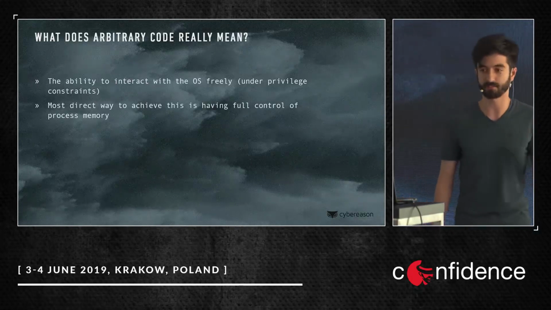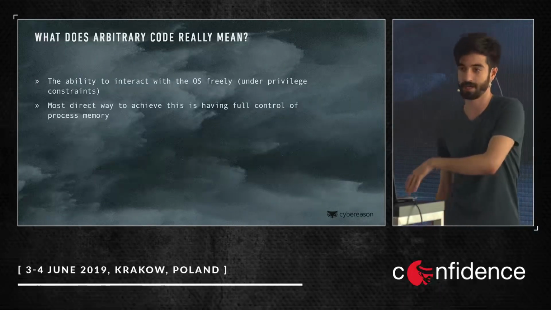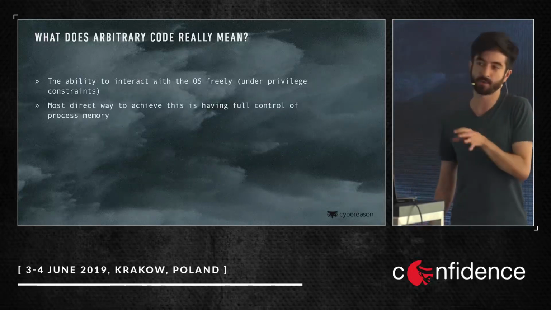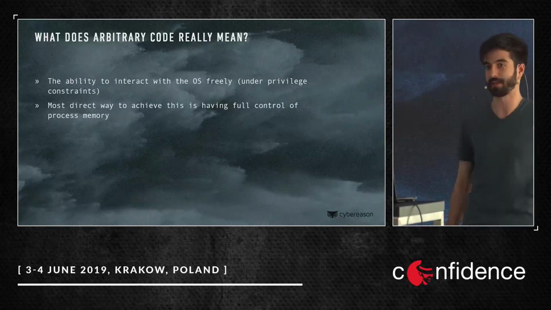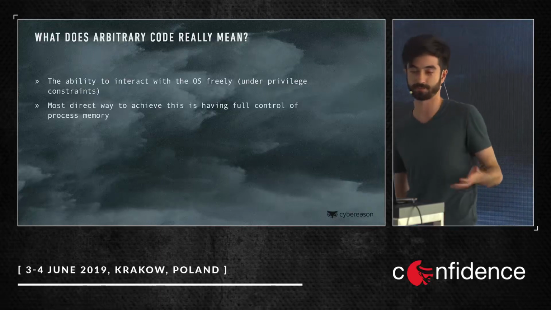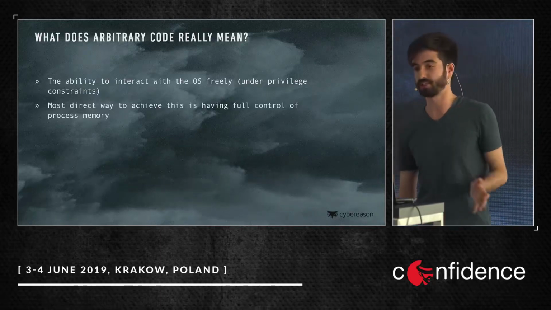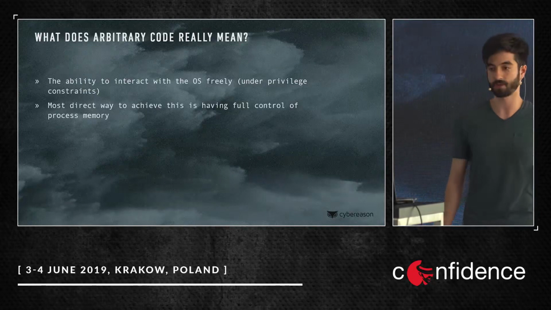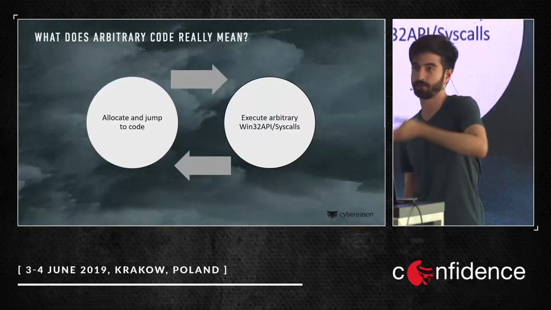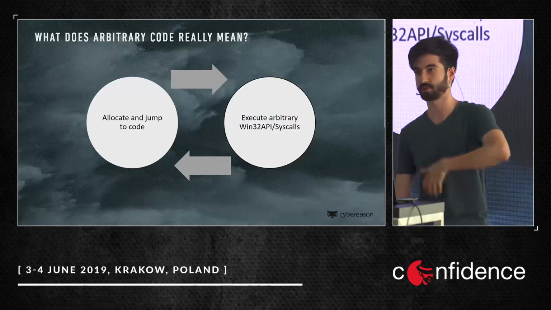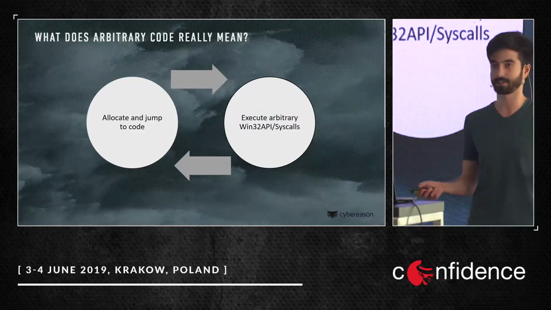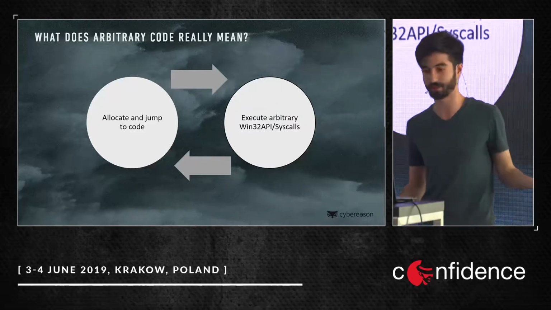What I mean is the ability to interact with the OS freely under the constraints of privilege, meaning that I'll be able to ask the OS to let me do pretty much anything, and I may get the answer "no, access denied," but I still should be able to ask. The most direct way to achieve this is by having full control of the memory of a process. Basically, I could allocate code and then jump to it, or use arbitrary syscalls, which is pretty much equivalent, because if I can use arbitrary syscalls, I could always just allocate my code, and vice versa.